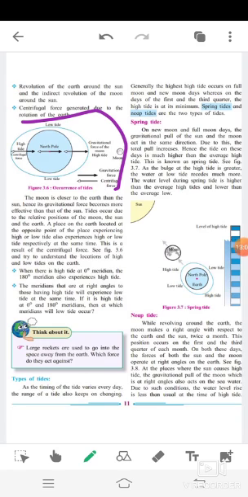Now, neap tides. While revolving around the earth, the moon makes a right angle with respect to the earth and the sun twice a month. This position occurs on the first and the third quarter of each month. On both these days, the forces of both the sun and the moon operate at right angles on the earth.